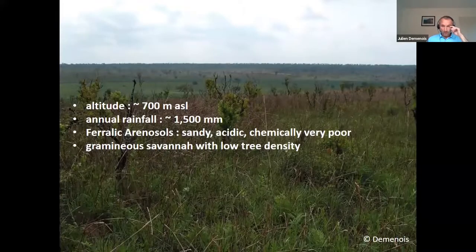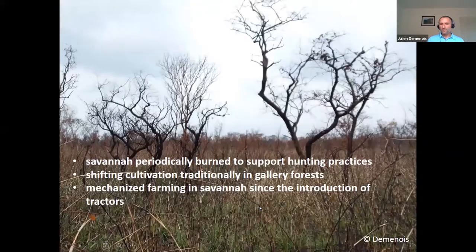So this is a picture of the area, the Plateau Bateke. We are at an altitude of about 700 meters, with an annual rainfall of 1,500 millimeters. The soils are Ferralic Arenosols, which are sandy, acidic, and chemically very poor. The natural vegetation is a gramineous savanna with a low tree density, as you can see on this picture. This savanna is periodically burnt to support hunting practices in particular. Shifting cultivation is traditionally practiced in gallery forest. And since the introduction of tractors, mechanized farming occurred in the savanna.